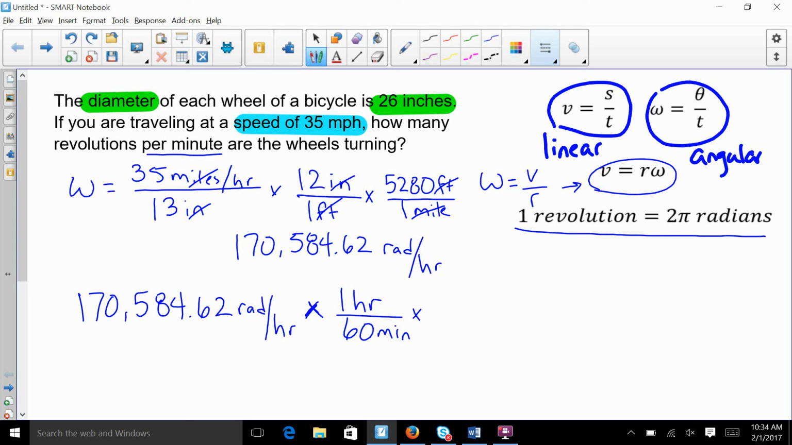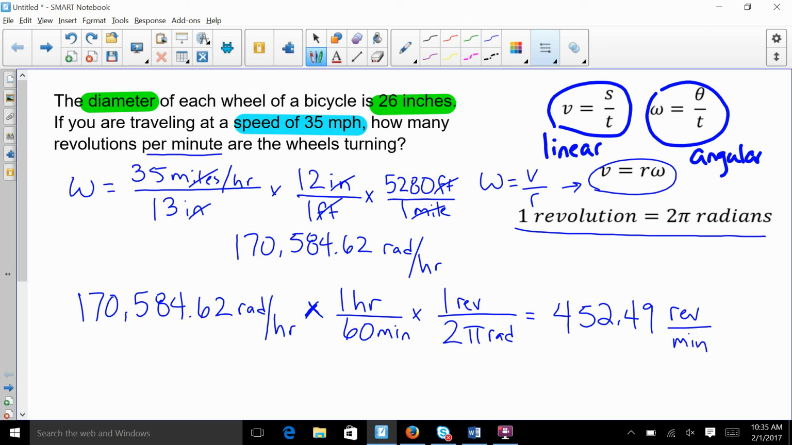And then I'm going to convert it so that instead of being in radians, it's going to be in revolutions, because we need revolutions per minute. So I know that 1 revolution is going to be the same as 2 pi radians. Now, when I multiply this together, 170,584.62 times 1 hour times 1 revolution, and divide it by 60 times 2 pi, I end up with 452.49, and we wanted revolutions per minute.